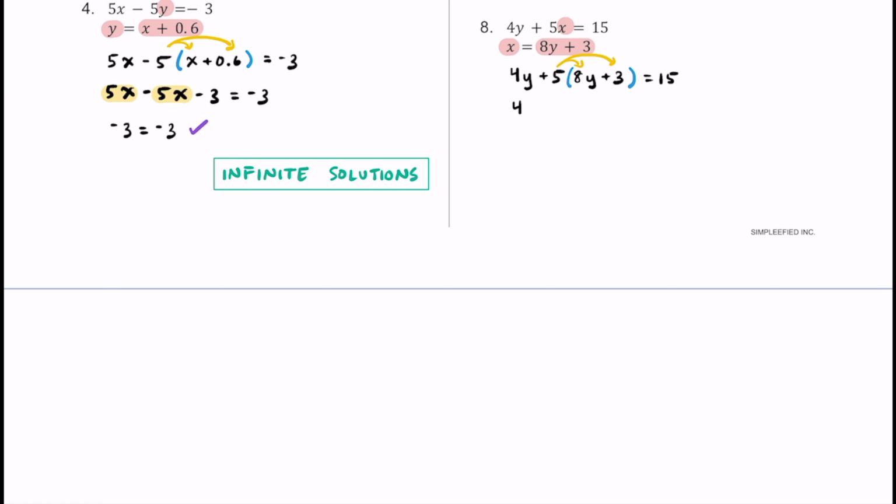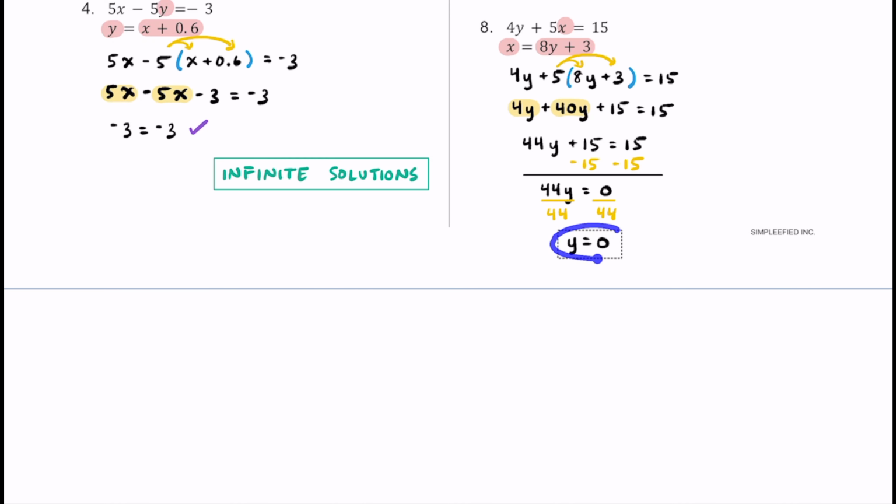When we do that, we're going to have 4y plus, this is going to be 40y, and then 5 times 3 is 15, and this is going to be equal to 15 on the right side. Combining these like terms of 4y and positive 40y, we're going to have a total of 44y on the left side, plus 15 is equal to 15. Solving this two-step equation now, let's go ahead and subtract 15 from both sides of the equation. When we do that, we're left with 44y is equal to 0. And then dividing both sides by 44, we're going to see here that y is going to equal 0.